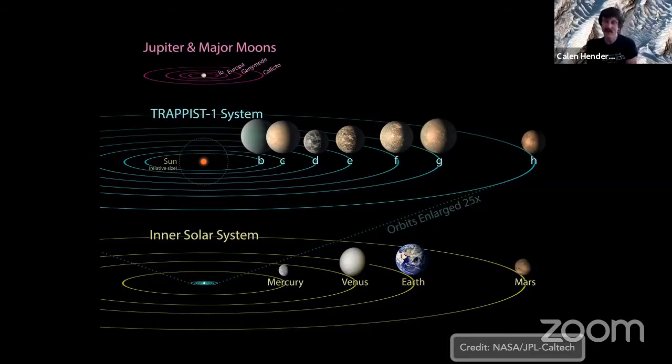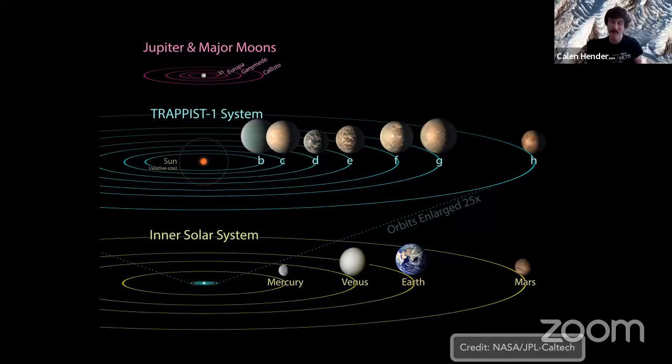If we then instead compare it to the inner solar system rather than Jupiter, we can see that all of these planets are well interior to the orbit of Mercury. So it's a very compact system and would easily fit inside the orbit of the innermost planet in our own solar system.